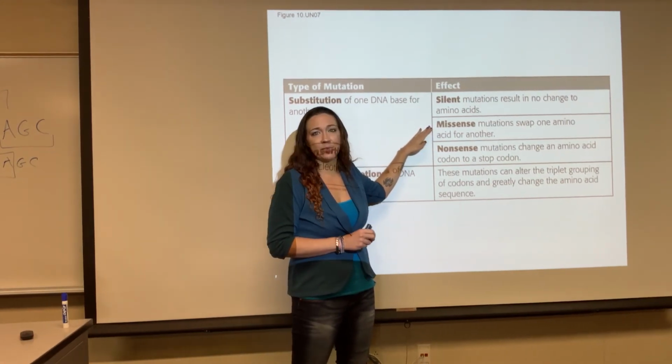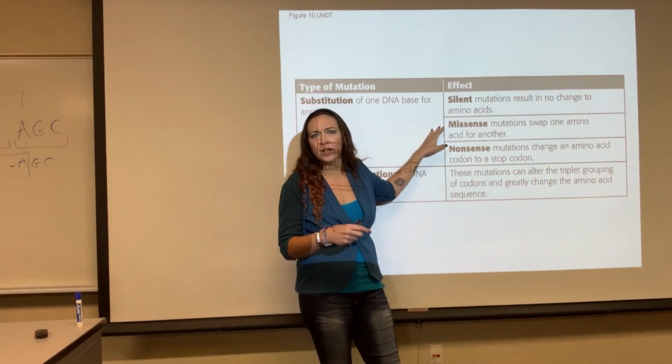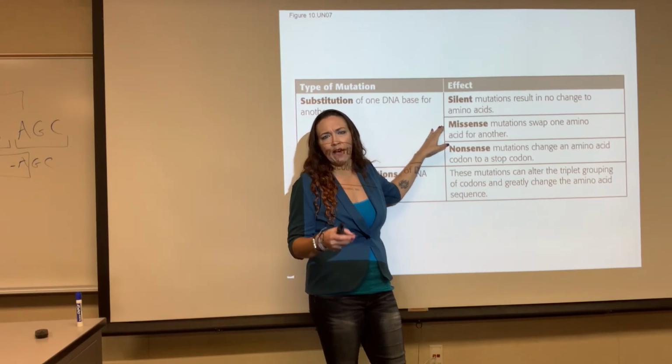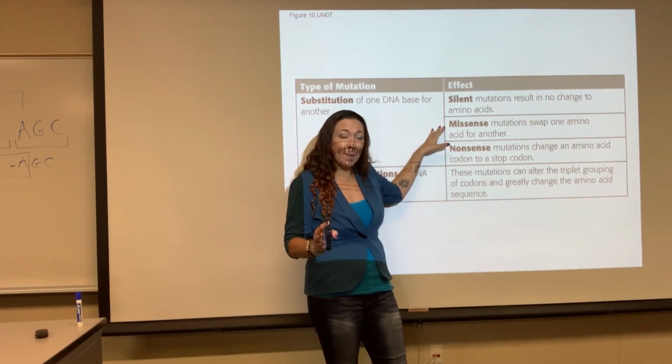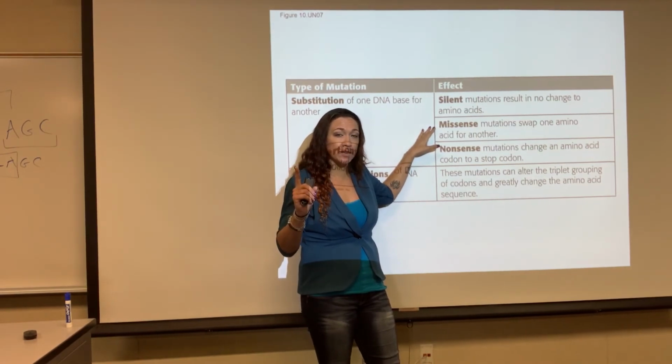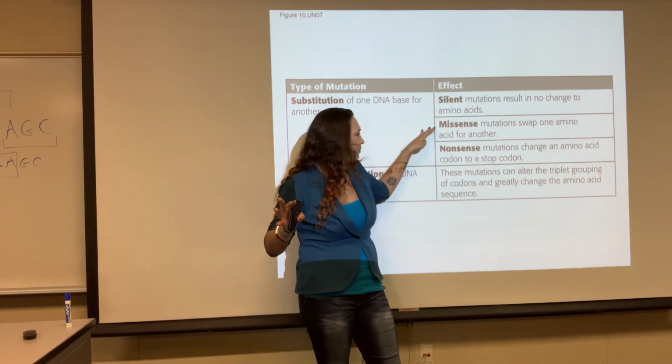A missense mutation basically swaps one amino acid for another. So you were supposed to have methionine, but you got arginine. Okay, still not that bad because only one of those amino acids is wrong in your big, big, long chain of amino acids. So it's not that bad.